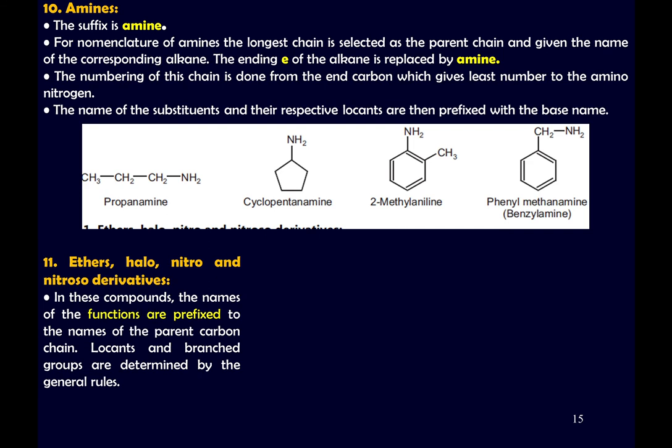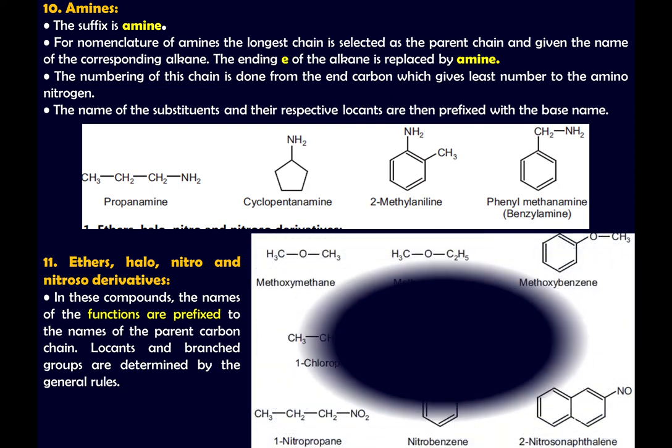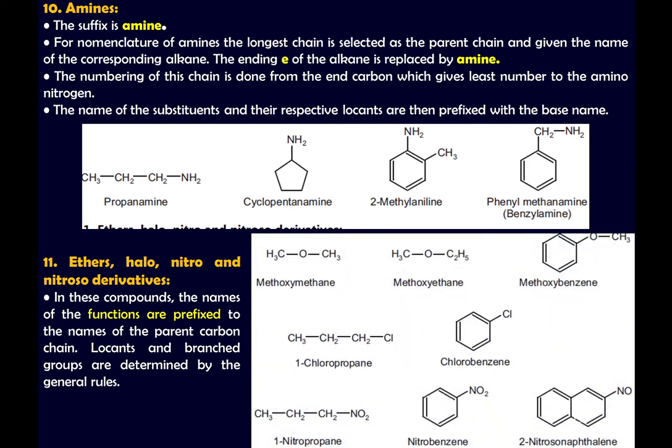In case of ethers, halo, nitro and nitroso derivatives, the names of the compounds are prefixed to the names of the parent compound chain, and the locants and groups are determined by the general rules. That means the functional group is not suffixed but prefixed. So for example, methoxymethane, methoxyethane, or in case of halo compounds, chloropropane, chlorobenzene, in case of nitro, nitropropane, nitrobenzene. The location is indicated by the number, separated by a hyphen.